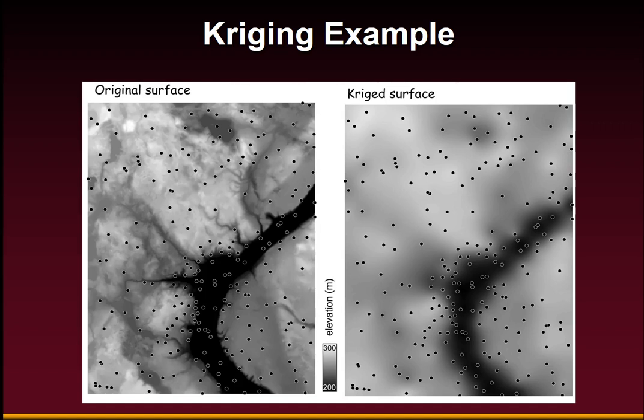So to end, let's just take a quick look at an example. On the left, you can see the original surface with the black dots representing the sample points. And on the right, you can see the kriged surface. So the values at the points were used to recreate the underlying surface. As you can see, Kriging did a pretty good job estimating the values, and that's why it's used often in GIS analysis. It's pretty accurate compared to the other techniques.